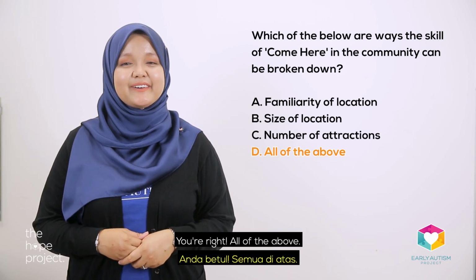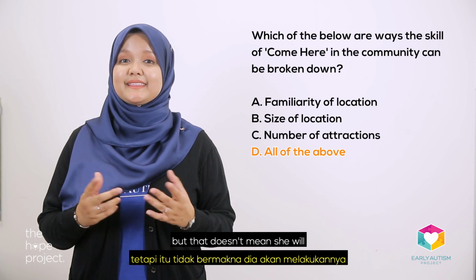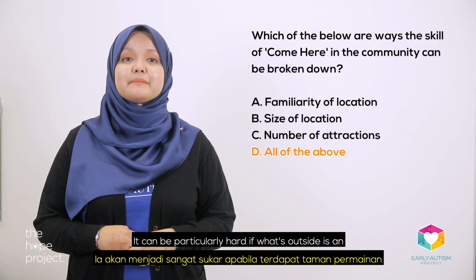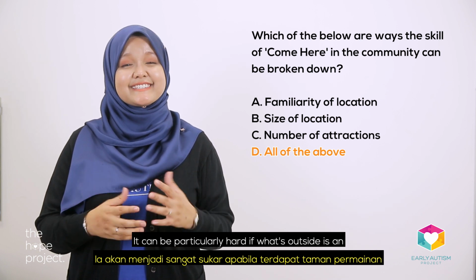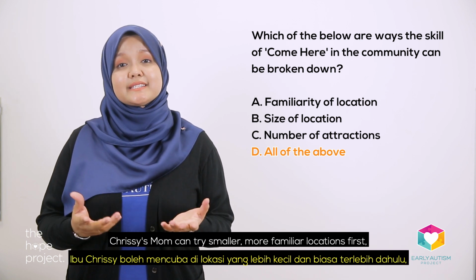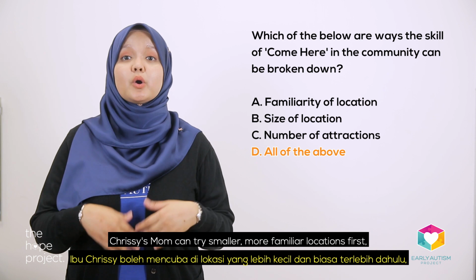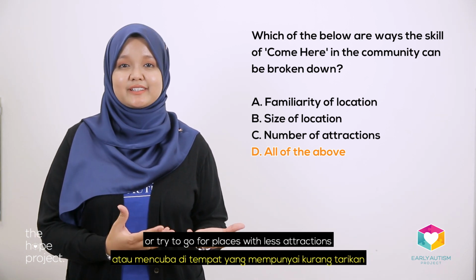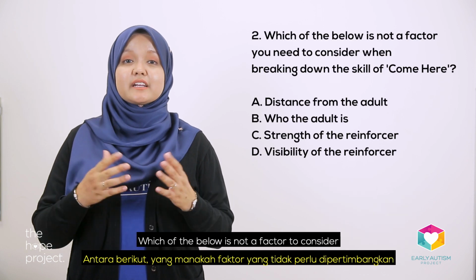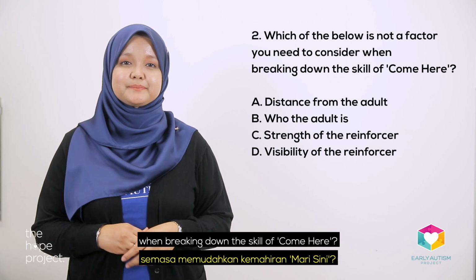You're right, all of the above. Chrissy sounds like she did great practicing at home, but that doesn't mean she will automatically do great outside. It can be particularly hard if what's outside is an exciting playland she has never seen before. Chrissy's mom can try smaller, more familiar locations first, or try to go for places with less attractions that could distract Chrissy. Which of the below is not a factor to consider when breaking down the skill of come here?